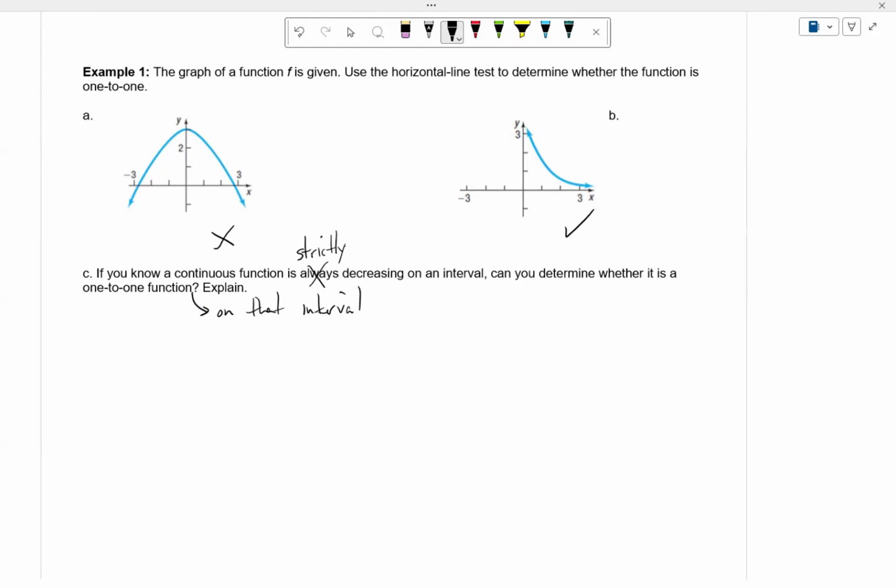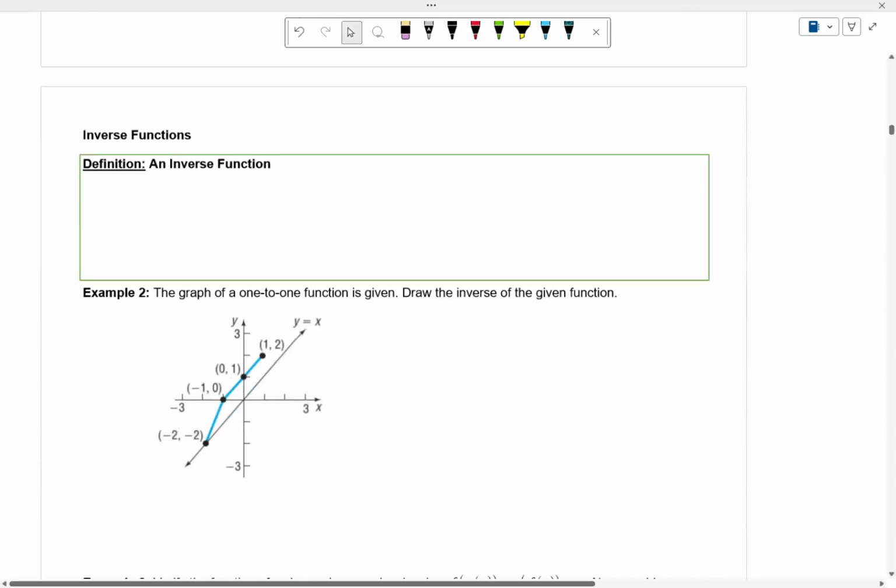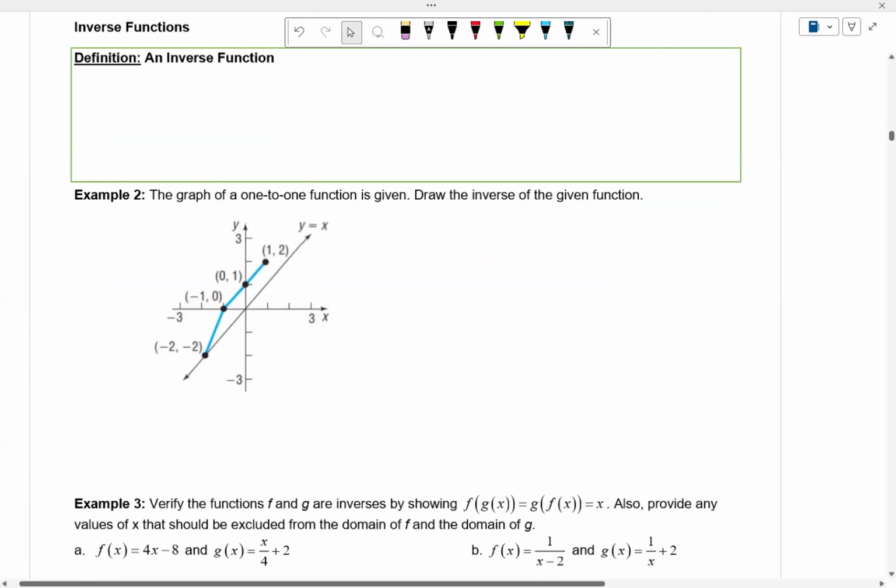Without all the corrections, you would say no. Without all the questions, there are too many problems. I could accept yes or no. But on a question like that, I would expect some sort of written follow-up, why it's not, why it is, etc. But yes, is it a 1-to-1 function on that interval? Yes, if it's strictly decreasing. Also, if it's strictly increasing, yes, it is 1-to-1. I've got to fix that for next year. That's not good. Okay, inverse functions.